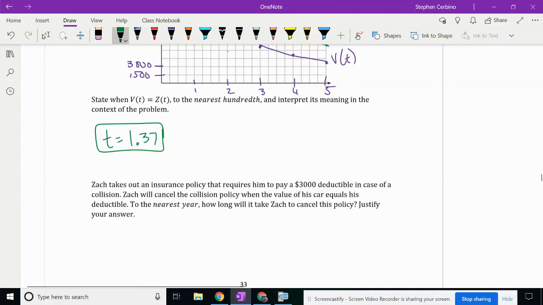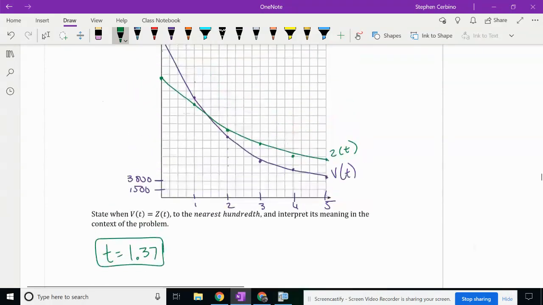So initially, his car's value is more than what he owes on the loan. After 1.37 years, the loan amount is actually more than the car's value. So he owes more to the bank than the value of what he borrowed to buy, which is his car.